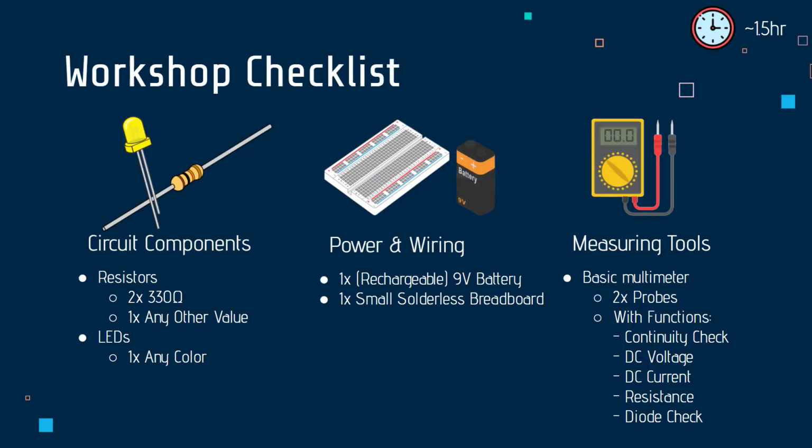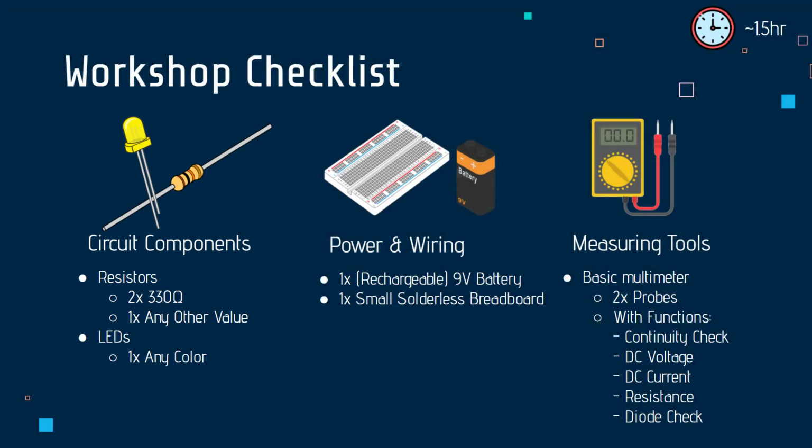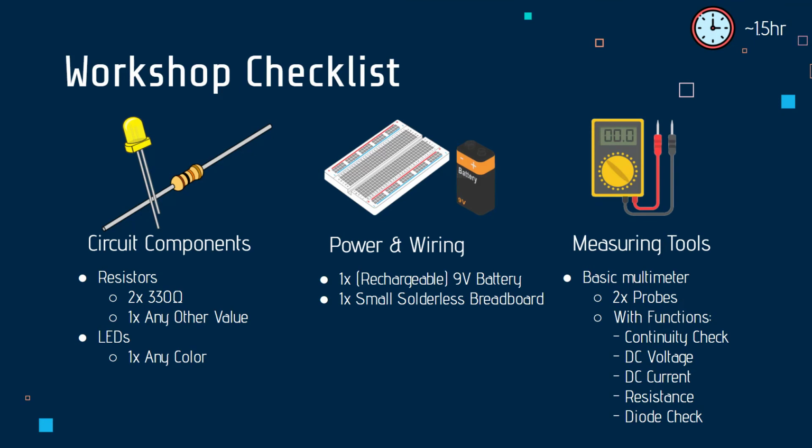Let's make sure that you have everything that you need for this workshop. First, let's assemble your circuit components. You'll need 3 resistors, 2 at one value, preferably 330 ohms, and 1 at any other value. Next, we'll need an LED of any color. For our power and wiring components, make sure that you have a 9-volt battery and a 9-volt battery connector with bare wires on the end. You'll use this to connect to a small solderless breadboard.